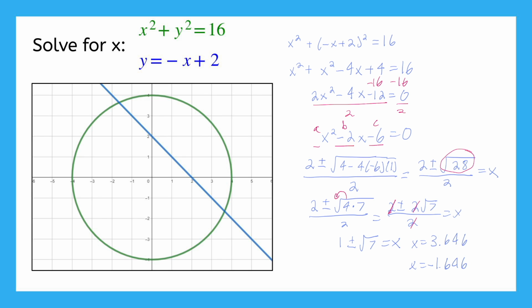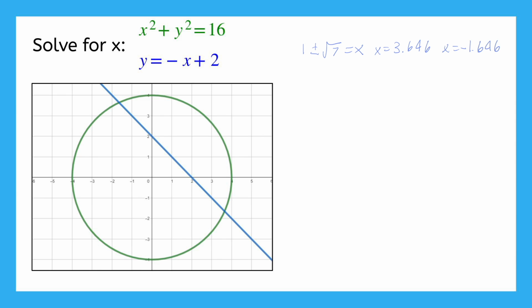Now I'm going to go ahead and erase this top work so we have a little bit more space to plug in our x values into the linear equation to get the corresponding y values. So we have the linear equation y is equal to negative x plus 2. And plugging in our x values, we will get the corresponding y values. And here we will get y is equal to 1.646 and y is equal to 3.646. So our final solutions are 3.646, 1.646, and negative 1.646, 3.646.